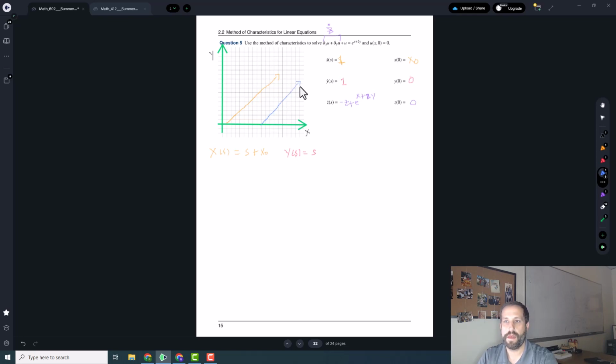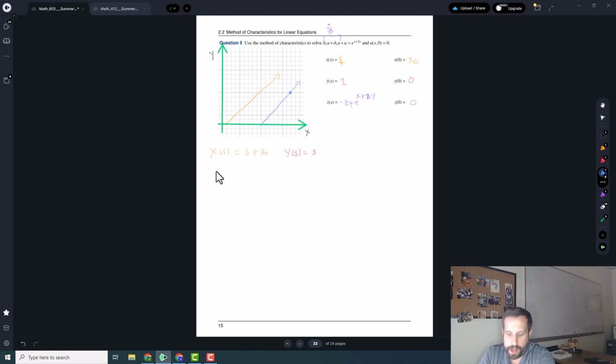Okay, and again, for a fixed characteristic, z of s is the value of the solution along this characteristic, and so I want to solve this equation. z dot of s is now an ordinary differential equation, and it's going to give me the value of the solution at any point along that characteristic. So I want to solve z dot of s equals minus z plus e to the x plus 2y.